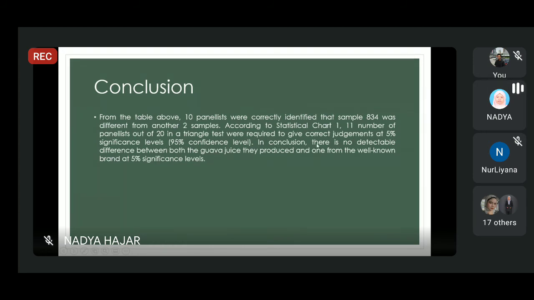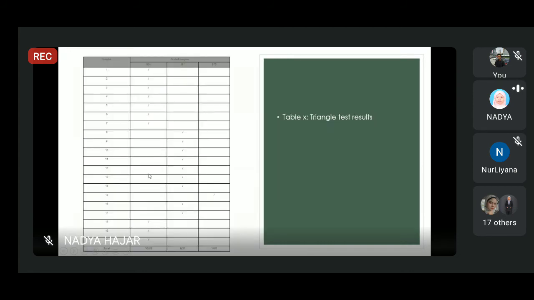In conclusion, there is no detectable difference between the both guava juice they produce and one from the well-known brand at 5% significant level. Okay, maksudnya dia kena lebih daripada 11 judgment. Dia kena lebih daripada 11 judgment. Ini 10 je. Untuk mengatakan there are significant difference between the sample.